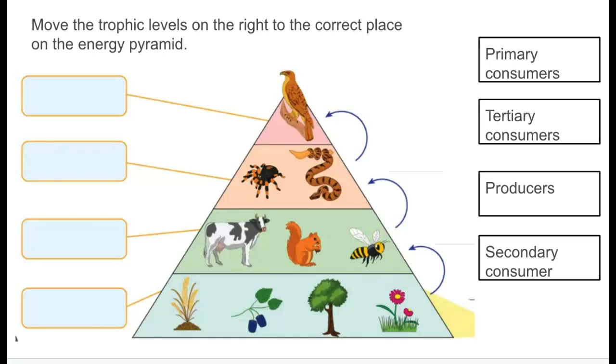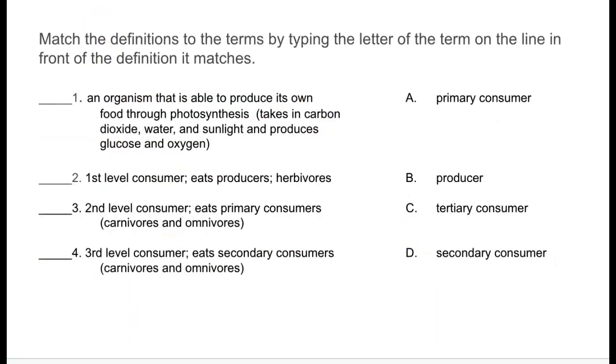Move the trophic levels on the right to the correct place on the energy pyramid. You've got primary consumer, tertiary consumer, producers, and secondary consumer. So where do these 4 boxes belong in the correct order over here? Match the definitions to the terms by typing the letter of the term on the line in front of the definition it matches. A is a primary consumer, B is producer, C tertiary consumer, and D secondary consumer.